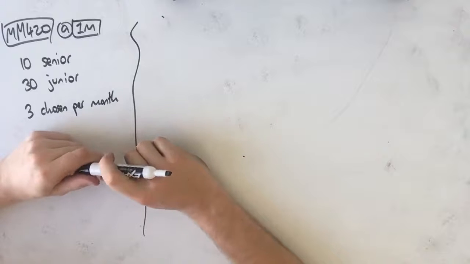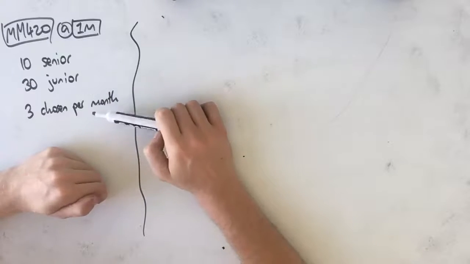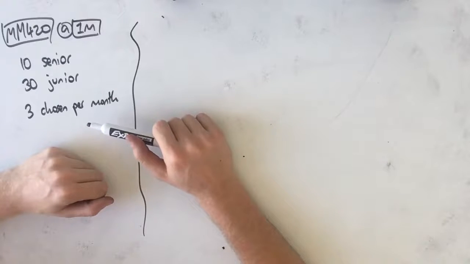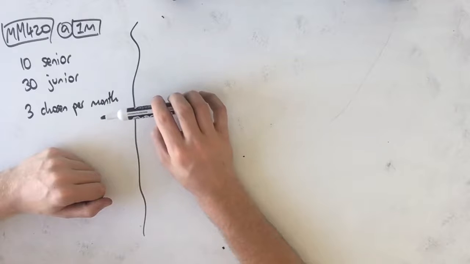So we've got this question that says a workplace in Melbourne employs 10 senior staff and 30 junior staff. 3 times every month, one employee is selected at random for a performance review. Assume that this is truly random. One particular employee can be chosen multiple times.